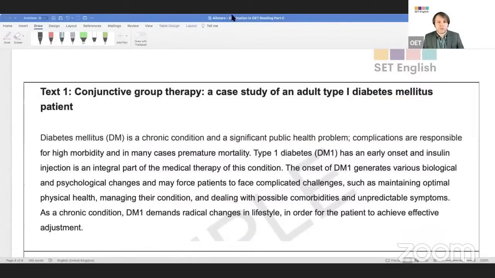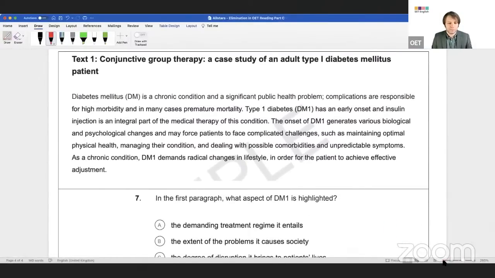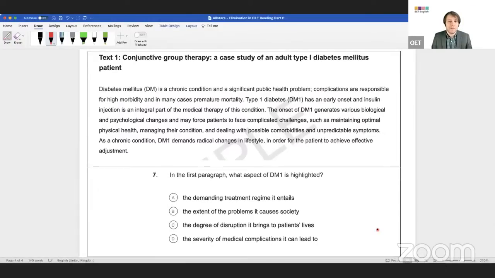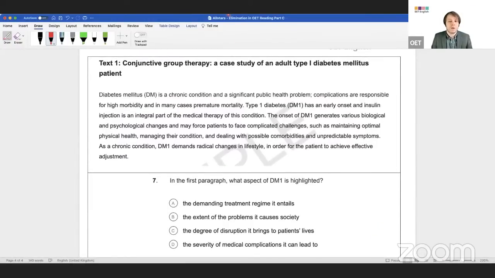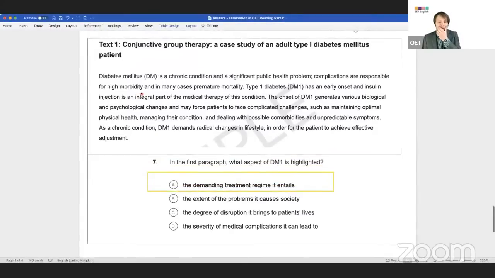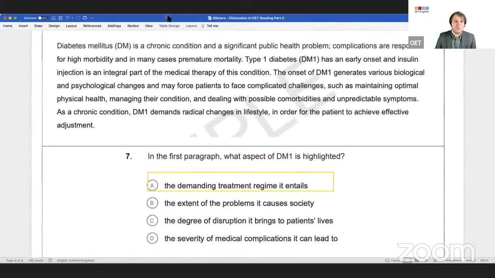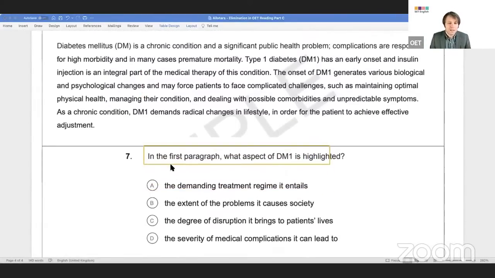Now, let's go through this step-by-step process that I just showed you. So, step 1, we're going to read the question. Can everyone see this here? Here's the question. In fact, I'll make this bigger for you guys so you can have a chance to do this. So I'm going to just zoom in. So step 1, we're going to read the question. In the first paragraph, what aspect of DM1 is highlighted?